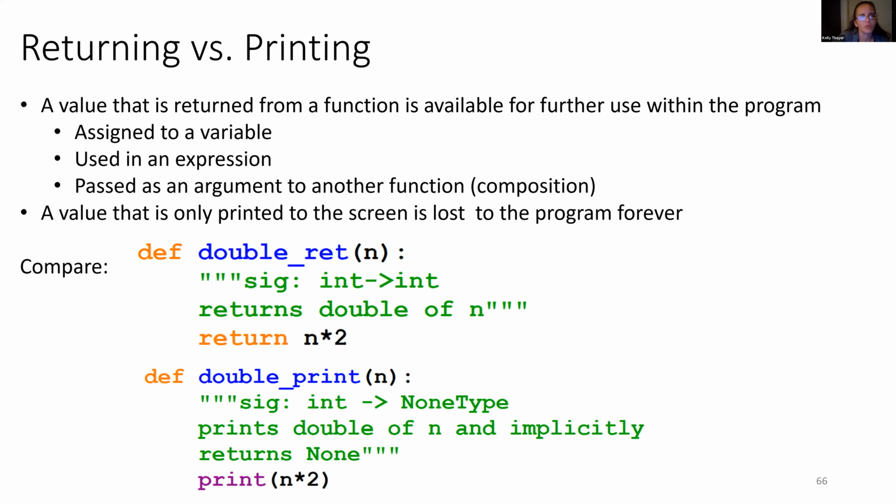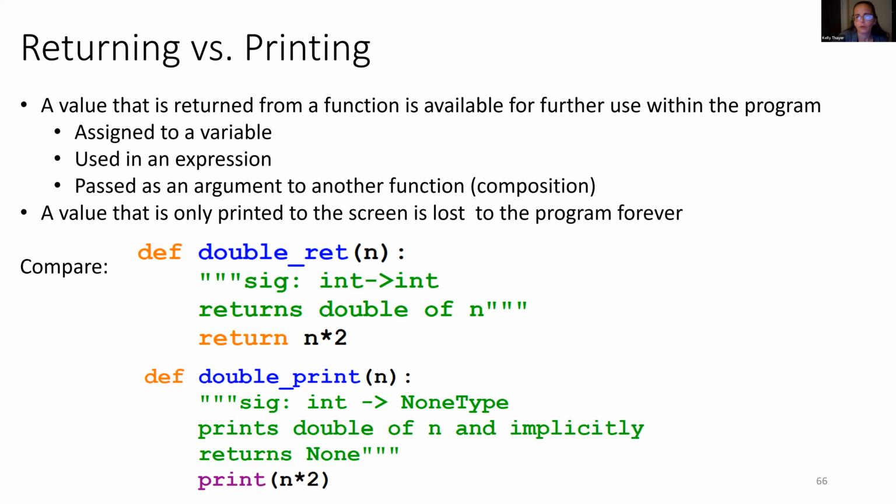All right, so returning versus printing is another thing that continually causes students trouble. A value that is returned from a function is available for further use within the program. It can be assigned to a variable, it can be used in an expression, and it can be passed as an argument to another function. This is known as composition. But a value that is only printed to the screen is lost to the program forever.